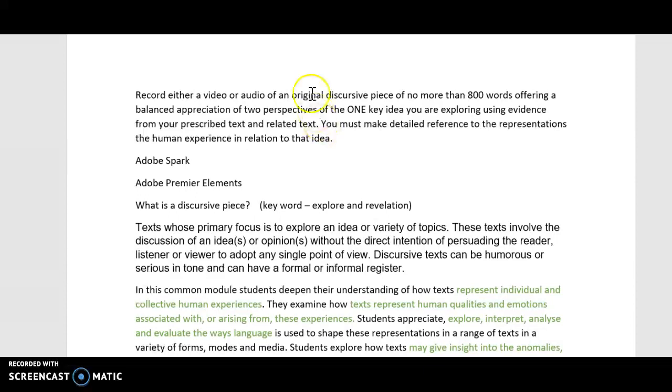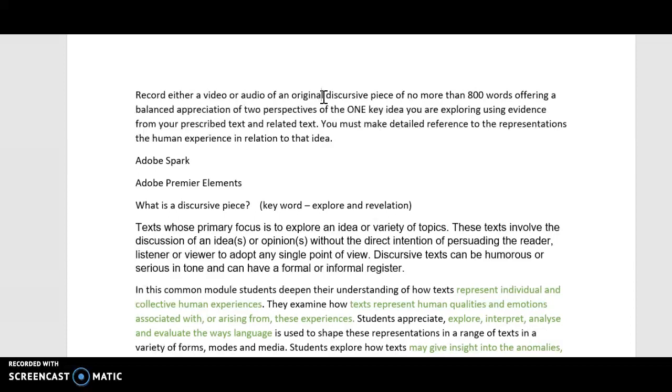So firstly, let's just break down this part here. Record either a video or an audio. Now, some of you have actually come to me and said you don't know how to do this, and you're not quite sure how to do the video. And I remind you that this was a component of your assignment in Term 2. It's what you did in Term 2 for your multimodal task. It's the same kind of process.